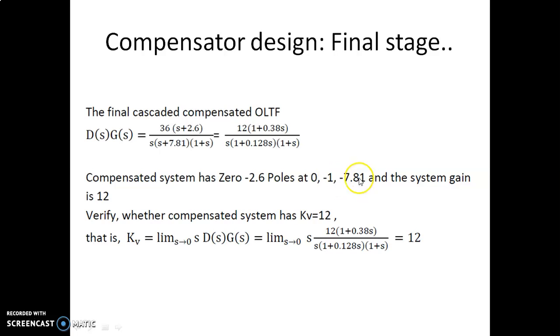Now these are the pole positions. As you can see, we have 3 poles and a zero here. The system gain is 12. This 36 is the root locus gain, and you can find out whether the value of Kv is 12 for this compensated network or not. So now you have D(s) into G(s), which is exactly the poles and zeros and the original pole zero of the system. You can see now you are getting this as 12.